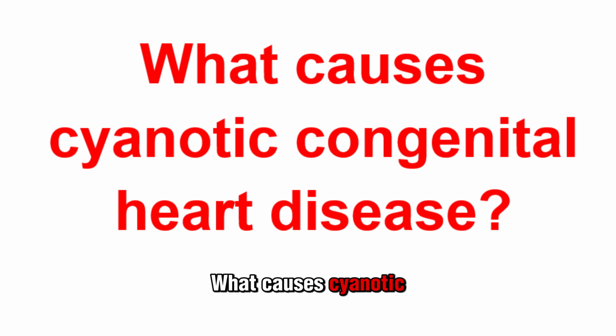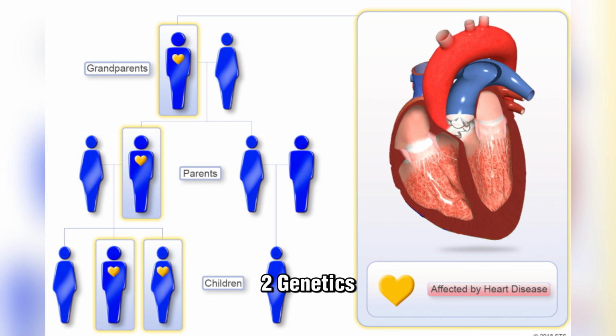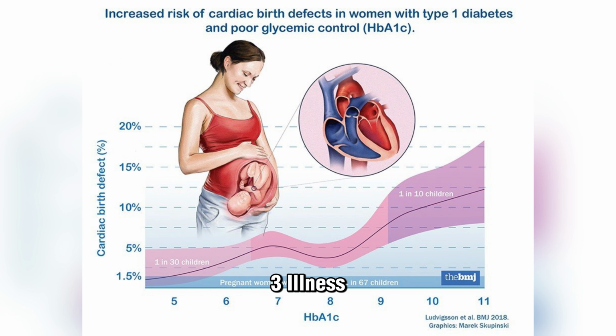What causes cyanotic congenital heart disease? Scientists don't fully understand what causes CCHD. Evidence has shown that some cases may be linked to 1. Abnormal chromosomes. 2. Genetics. 3. Illness in the mother during pregnancy, such as diabetes, phenylketonuria, drug use, or viral infection.